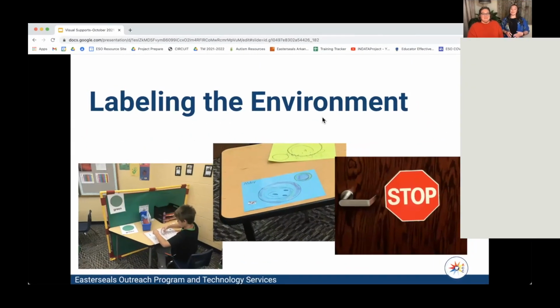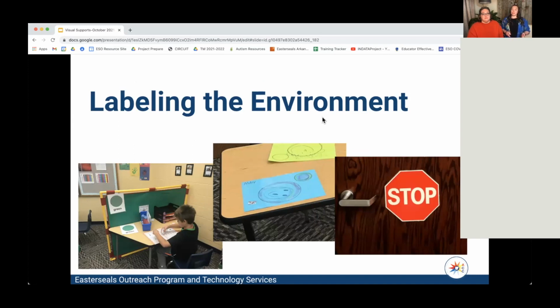So first of all, labeling the environment. Here are a few examples. You can see in the picture on the left, that student is working at the green station, and it's clearly labeled. When he looked at his schedule and saw the green, he knew where to go because it's labeled the same way that his visual schedule was.